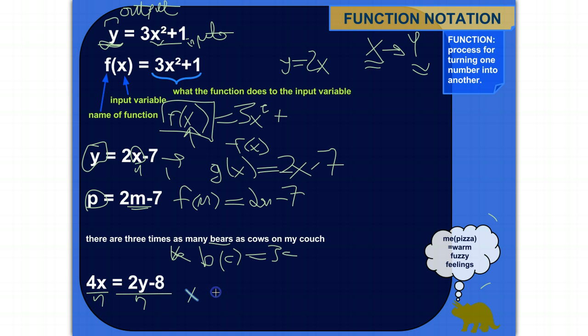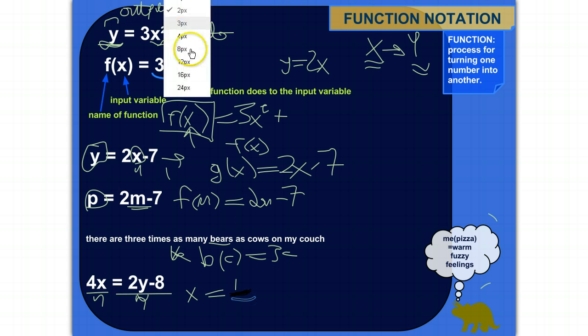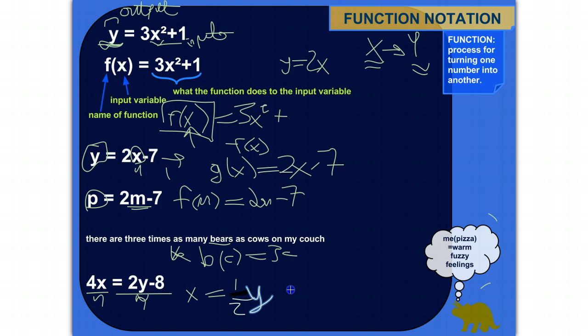So we get x is equal to 2y divided by 4, which is 2/4 y, or if we simplify that, 1/2 y, and then minus the 8 divided by 4 is 2. So now we've clarified this situation. Now we've got x is a function of y.